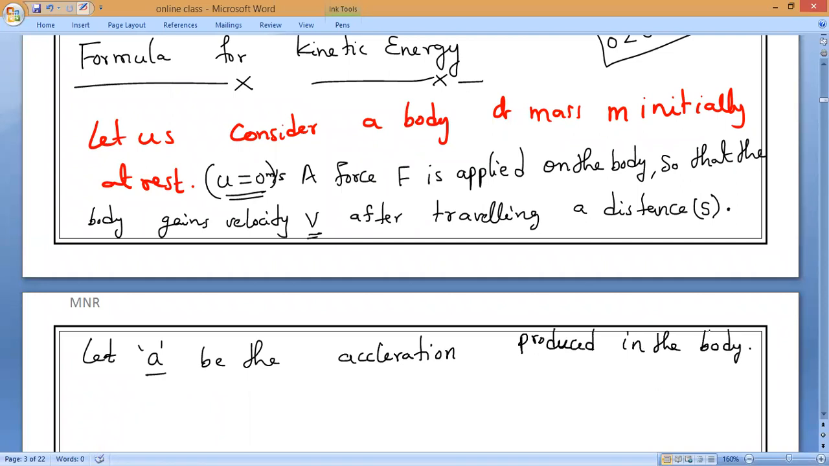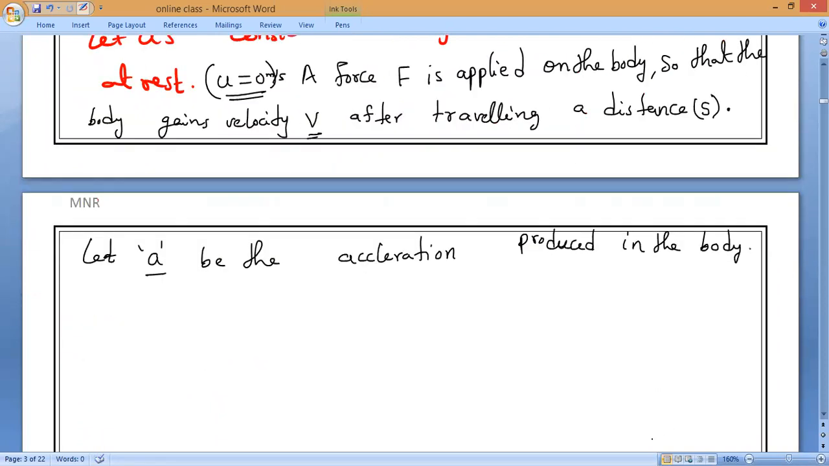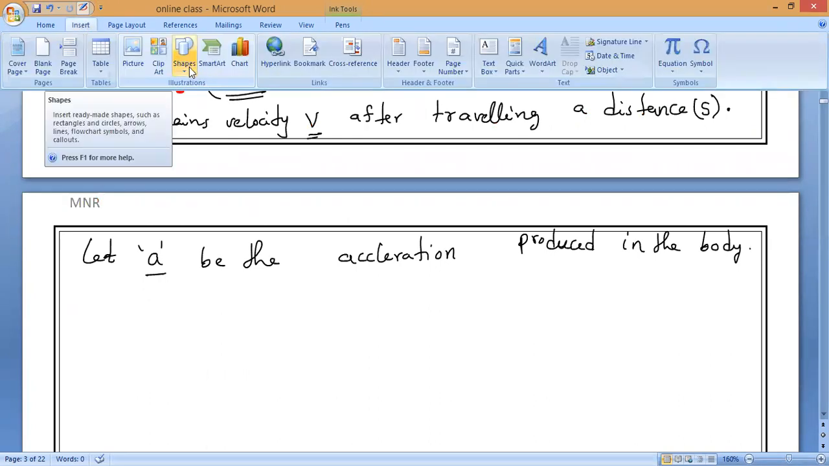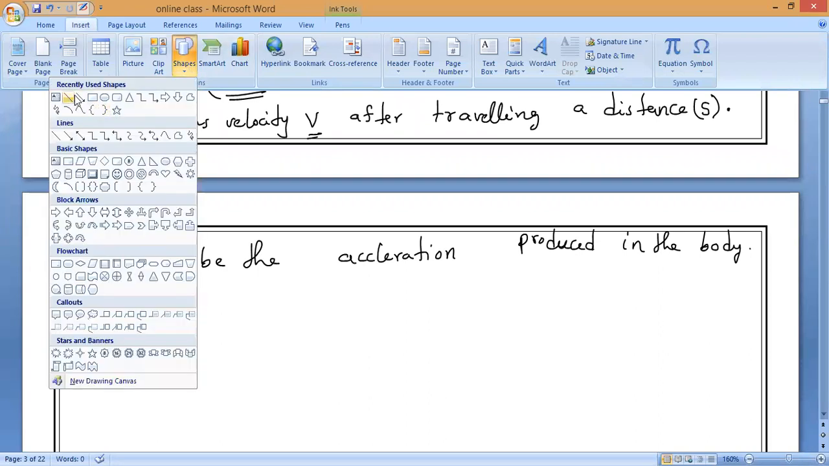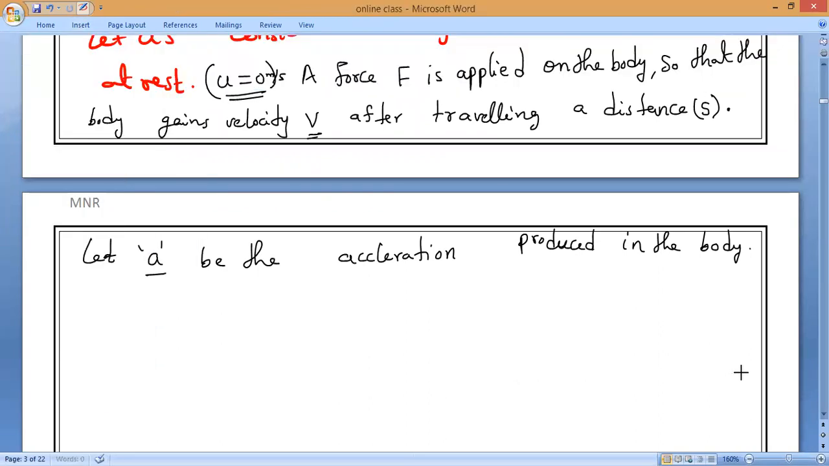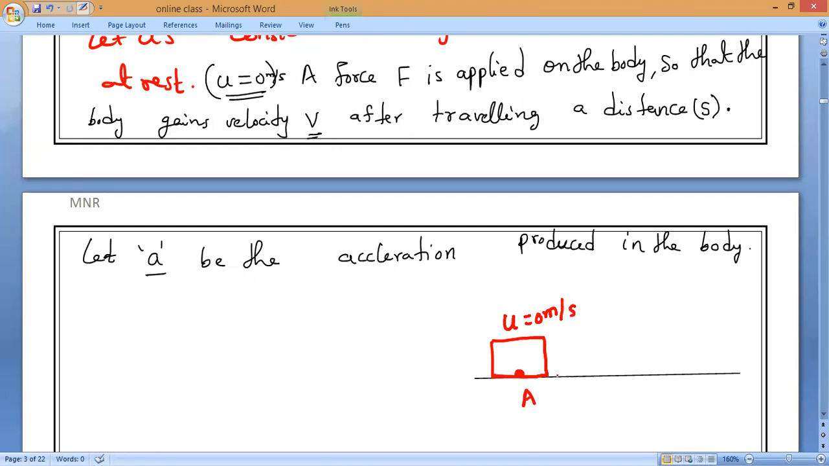So till here, according to this, draw the diagram. Now you can see how I will draw it. A body is in what position initially? Initially it is at rest. Let me take this point as A. Initial velocity is at rest, so how much is the initial velocity? 0 meter per second.